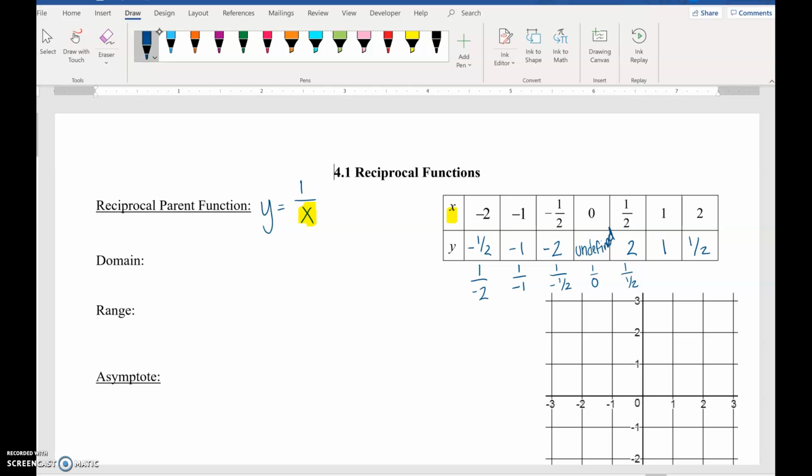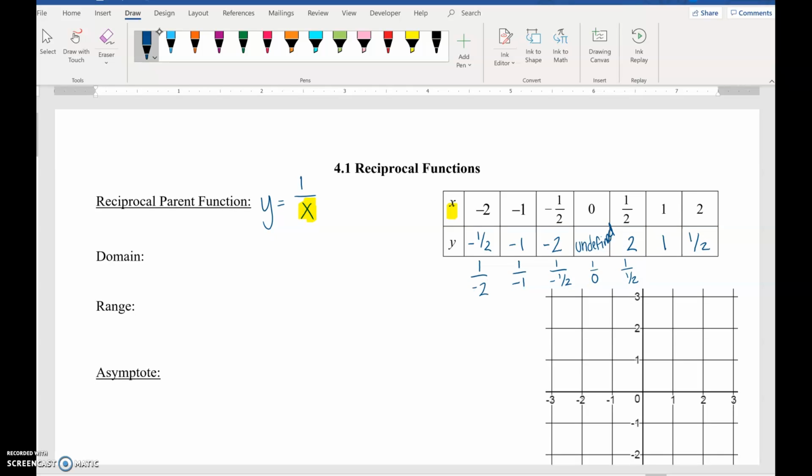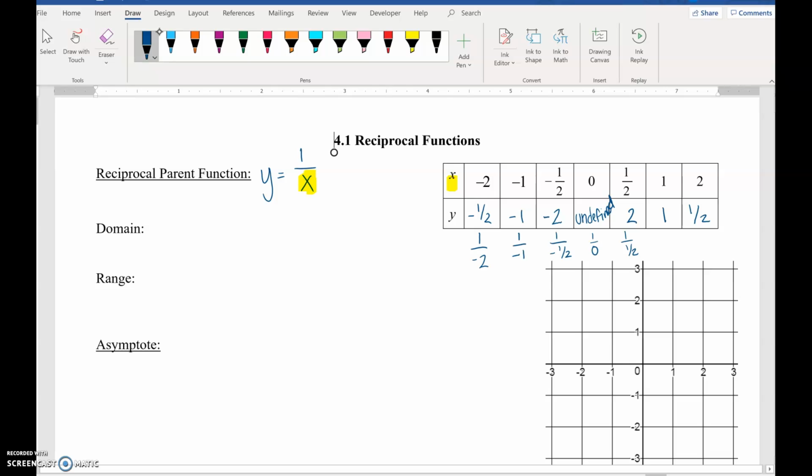So we have all these points now, right? Because our coordinate points are x, comma, y. And so we're going to plot them. So we have negative 2, and then we go down negative 1/2. So we have a point there. And then we would do the negative 1, negative 1. So negative 1 right here. Negative 1/2, negative 2 would be right here.